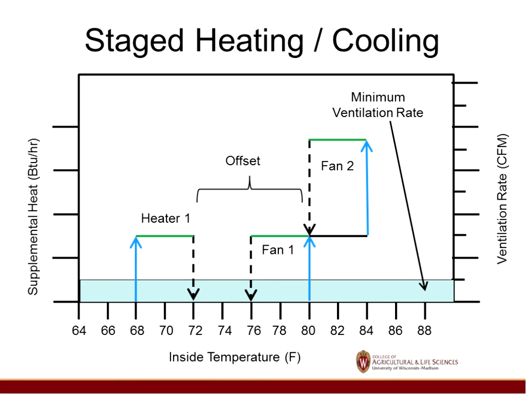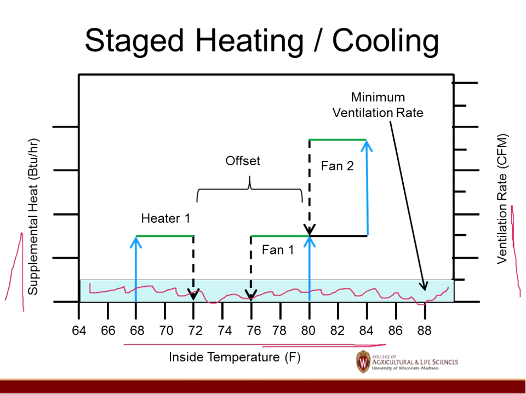So here's a pictorial of a typical system. Down here we have our minimum ventilation rate that we run year-round, regardless, as long as there's animals in the building. And then depending on where the temperature is, it depends on what happens. So here, this is temperature. Over here we've got supplemental heat from the heating of the fan, and over here we've got ventilation.